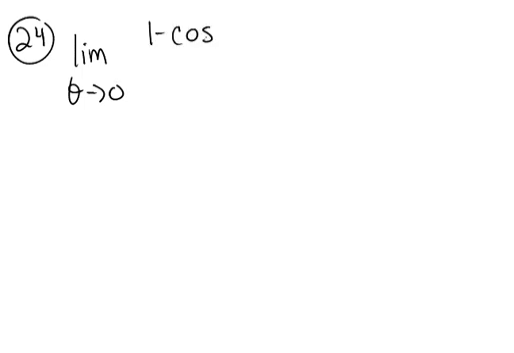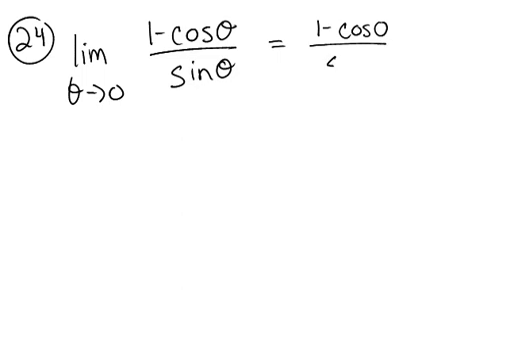Okay, now I'm looking at number 24 on the homework. They ask you to look at the limit as theta goes to 0 of (1 minus cosine theta) divided by the sine of theta. Now, if you do a direct plug-in, you are going to get 1 minus the cosine of 0 over the sine of 0. Well, this is 1 minus 1 over 0, or 0 over 0. So we do have an indeterminate form here.